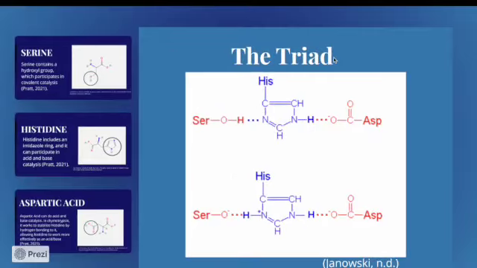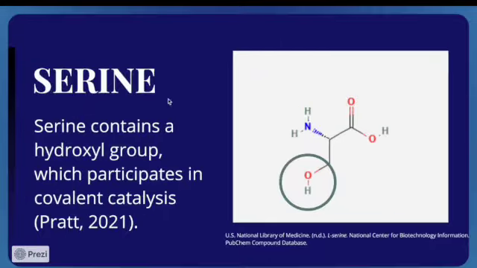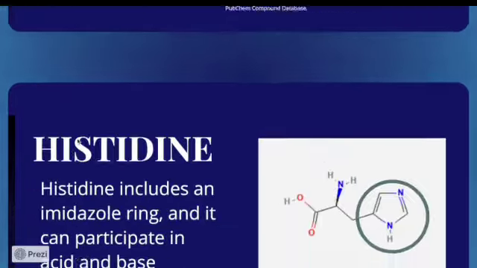Okay, so here's the triad. So it consists of serine here, histidine here, and aspartic acid here, and then a little more on each of those. So there's serine. Serine contains this hydroxyl group, and in chymotrypsin catalysis, this is going to do the covalent catalysis. And of course, we'll go more into this as we talk about the mechanism.